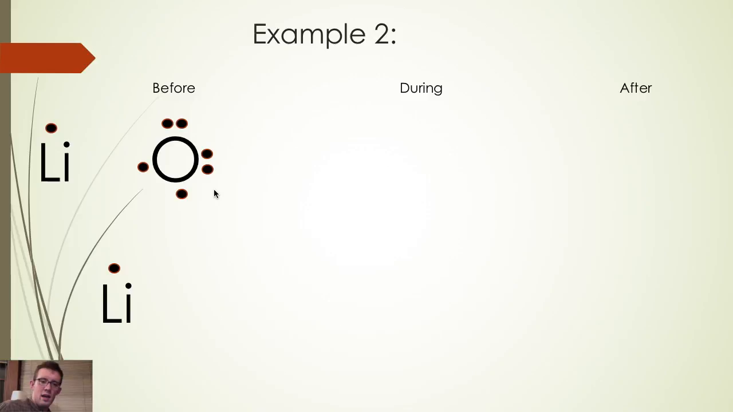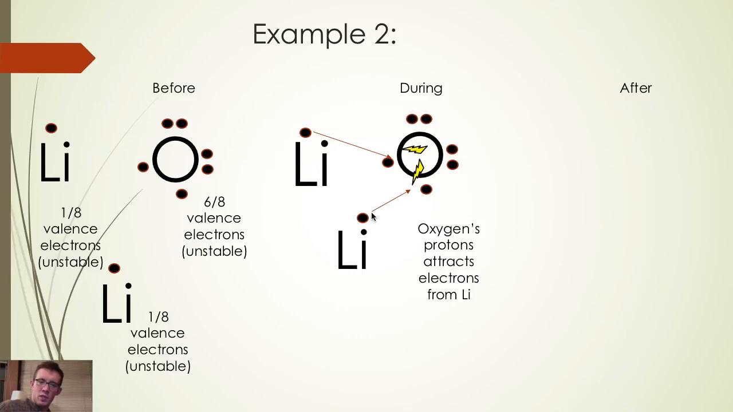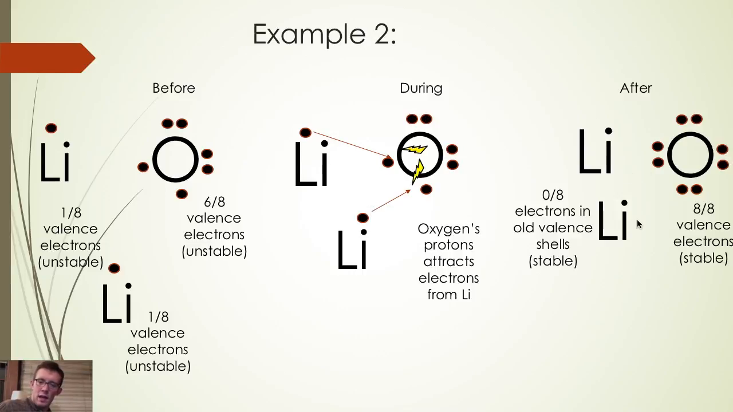For instance, oxygen with its 6 out of 8 valence electrons could get 2 electrons from 2 separate lithium atoms, each lithium atom which has 1 valence electron. And so during the process of bonding, oxygen's protons would attract these electrons from lithium. And after bonding, oxygen would have filled up its valence shell, whereas lithium atoms would have emptied out their old valence shells. In both cases, these atoms would have become stable.